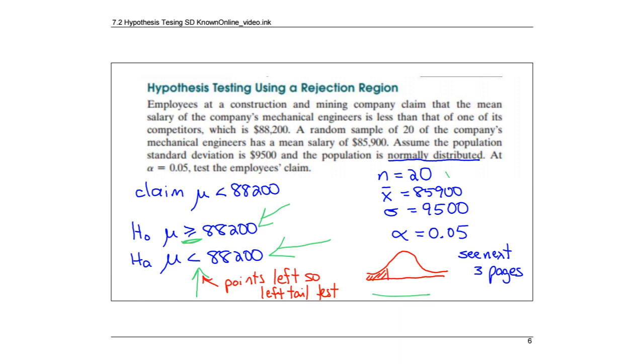So the sample size is 20. That's small, but the problem does say it's normally distributed. We have our sample mean of 85,900. We have a population standard deviation of 9,500. That means we're going to be able to use z-stat because we have sigma. And then finally, we have an alpha or a significance level of 5%, 0.05. Okay, so now we can get to work. We have everything that we need.